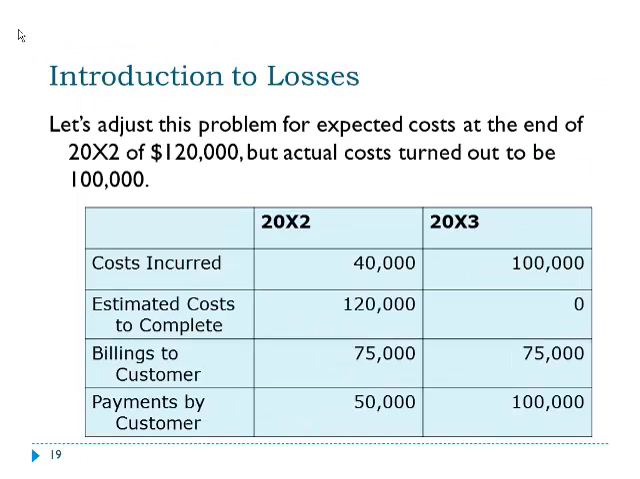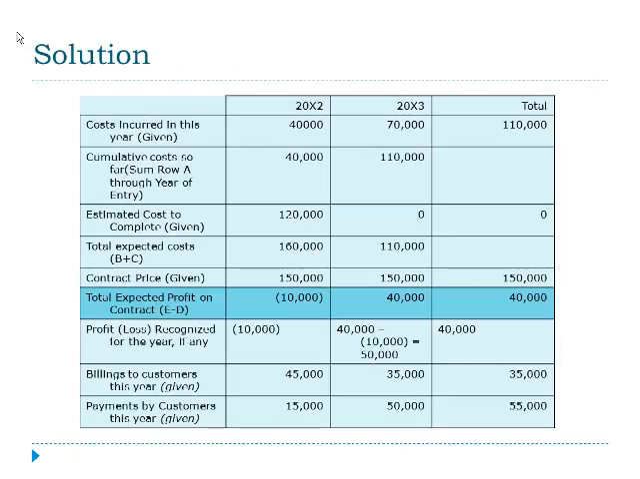Let's take a look at what losses would look like in a completed contract setting. We're going to use the same loss example that we used before. Here, when we calculate that the total expected costs are $160,000, but the contract price is only $150,000, we have expected losses of $10,000. That entire expected loss is going to be recognized in that period. So when we had a profit, we recognize zero. When we have a loss, we recognize the entire loss.